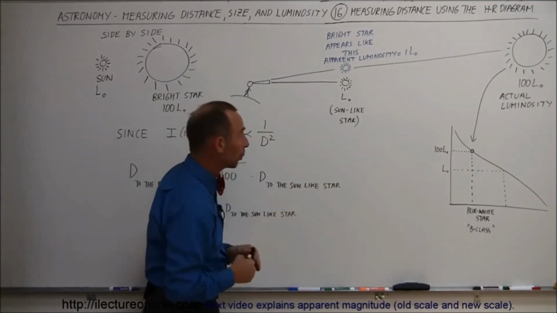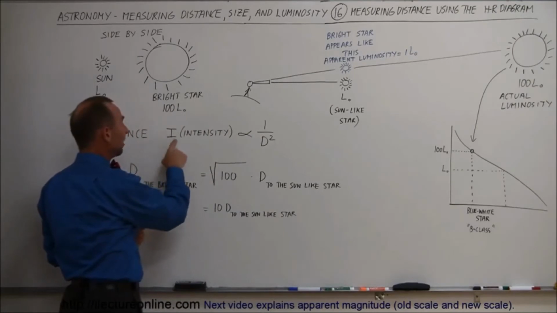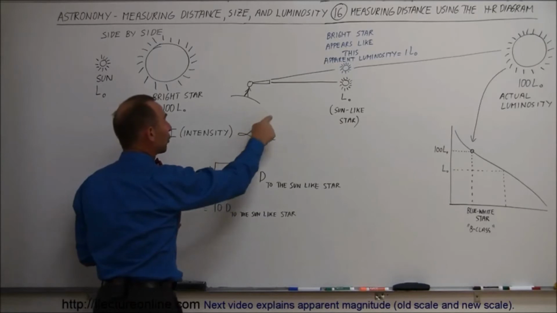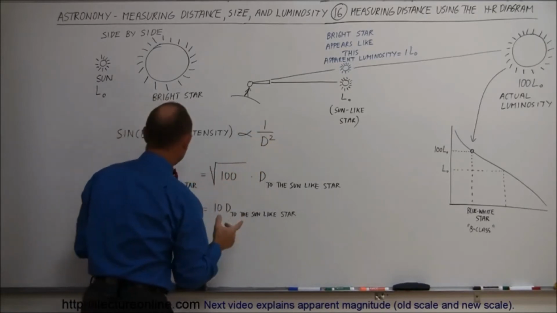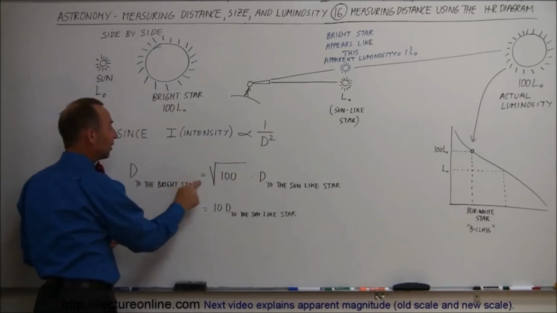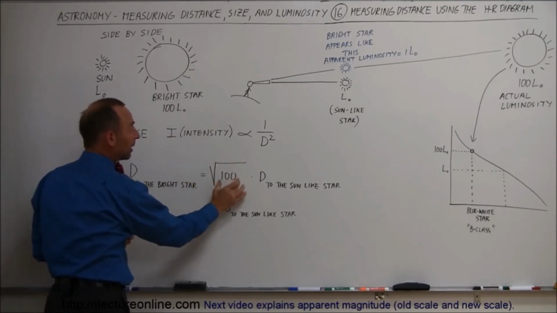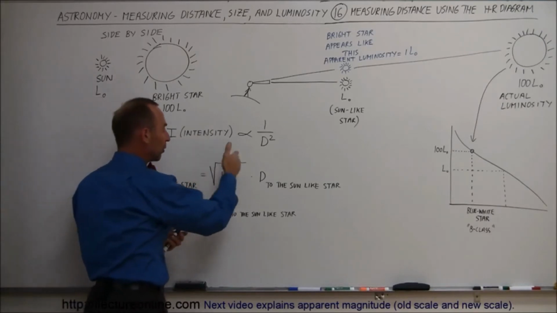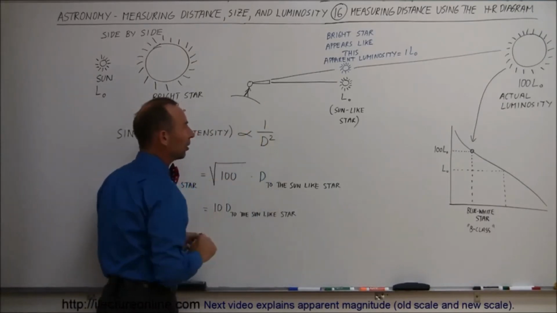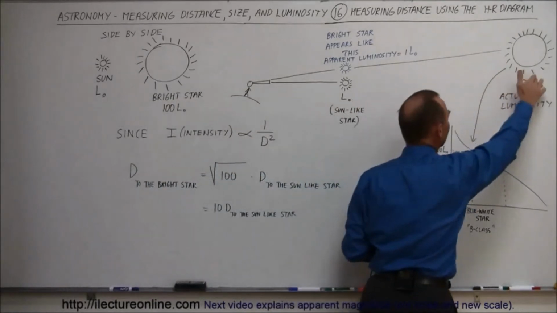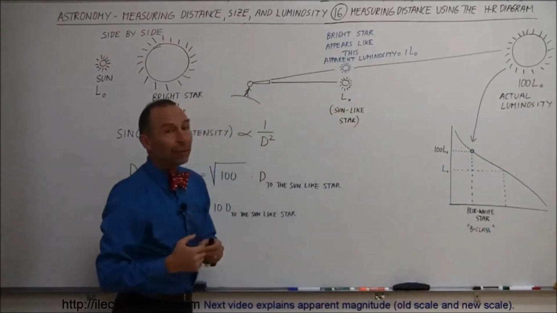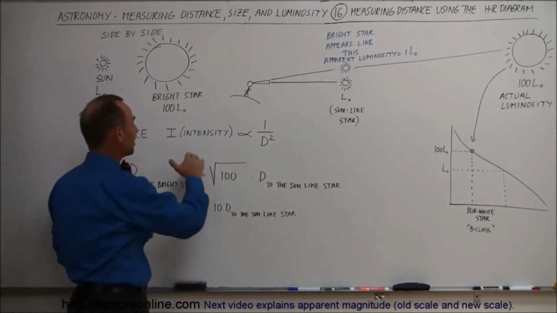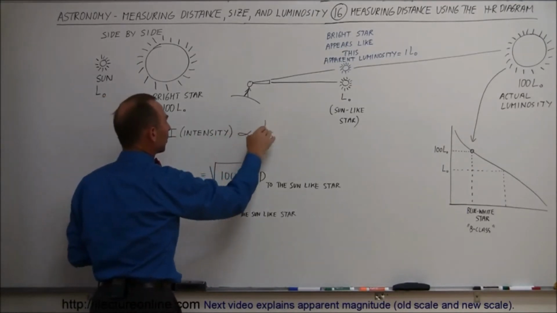How much farther away? Well, since the intensity of a star, which is analogous to the luminosity of a star, is proportional to 1 over the distance squared, we can then say that the distance to the brightest star is equal to the square root of how much brighter it is compared to the sun-like star, times the distance to the sun-like star. So since this is 100 times brighter, it must therefore be the square root of 100, or 10 times as far away. That's what we mean by the intensity being proportional to 1 over the distance squared.